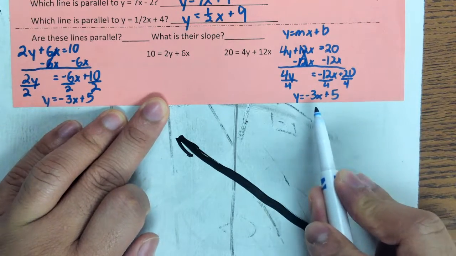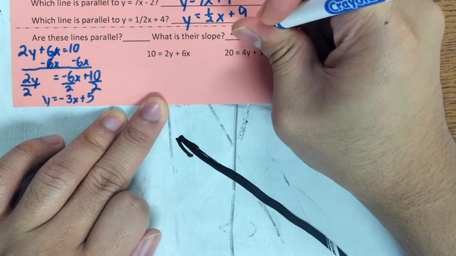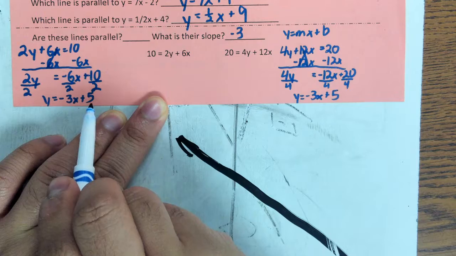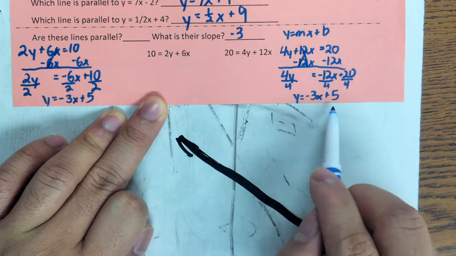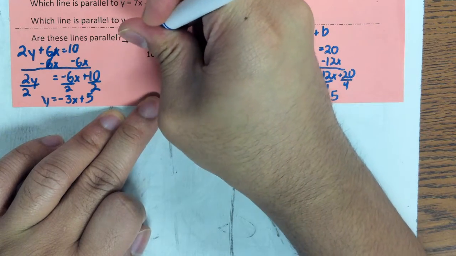So, even though they have the same slope, they both have a slope of -3, because they also have the same y-intercept, meaning this y-intercept and this y-intercept are not different. We have the exact same line, they are not parallel.